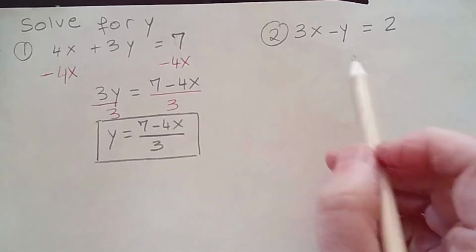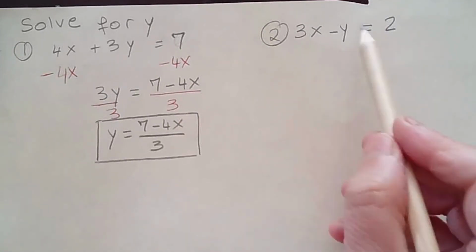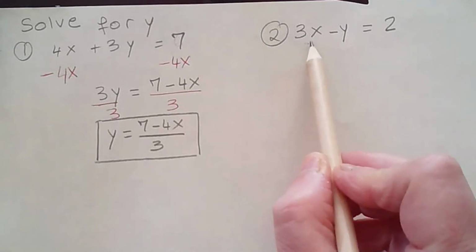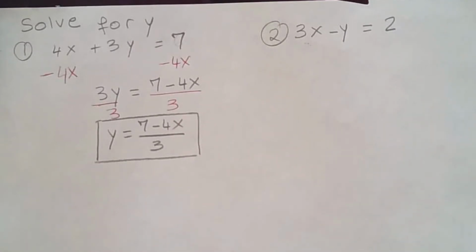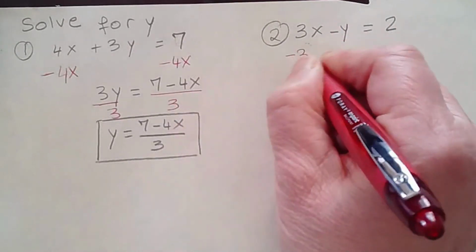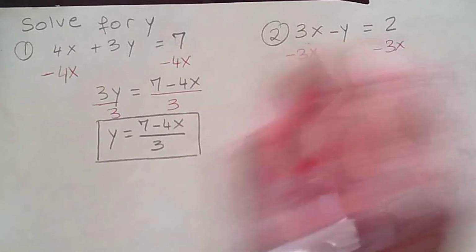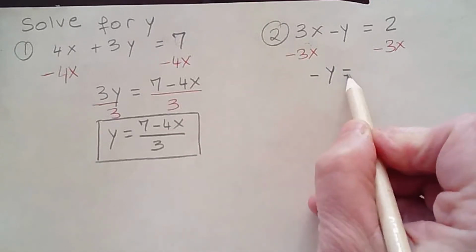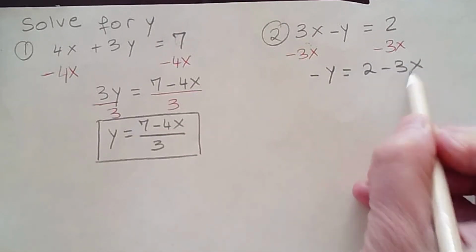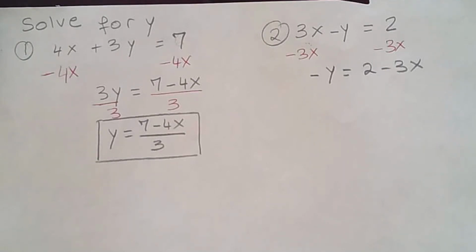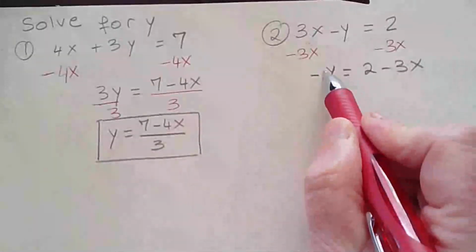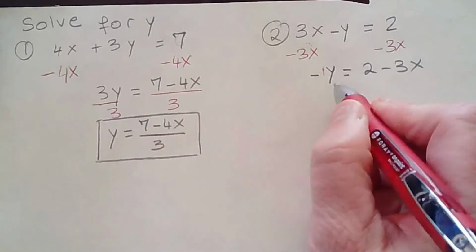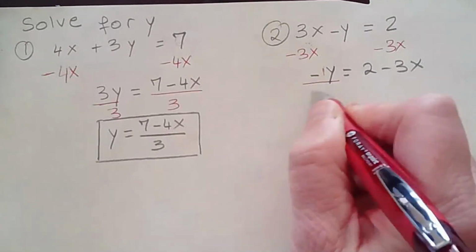Now solving the second problem here, also we are solving for y. So I'm solving for this variable right here. So I'm going to need to move this to the other side. So we need to subtract 3x on both sides, and this is going to cancel, and I'll be left with negative y equal to 2 minus 3x. And again, we are multiplying by negative 1 here. Negative 1 is multiplied by y, so I need to get rid of that. So we have to divide everything by negative 1.